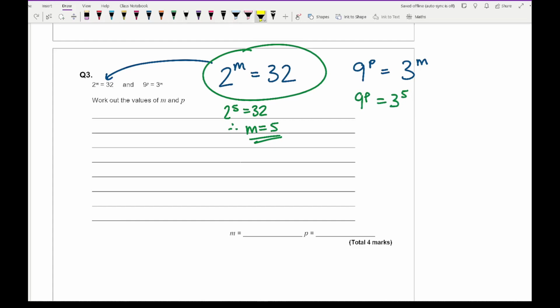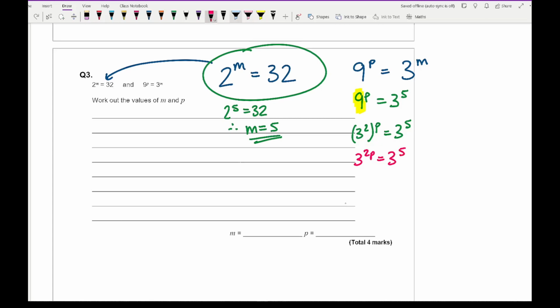Then what you want to do here is try and get the bases the same. So I change 9 and write it as a power of 3. So that's going to be (3 squared) to the power p equals 3 to the power of 5. What do we do to the powers when we've got brackets? Well, we multiply, so that's going to be 3 to the power of 2p equals 3 to the power of 5.